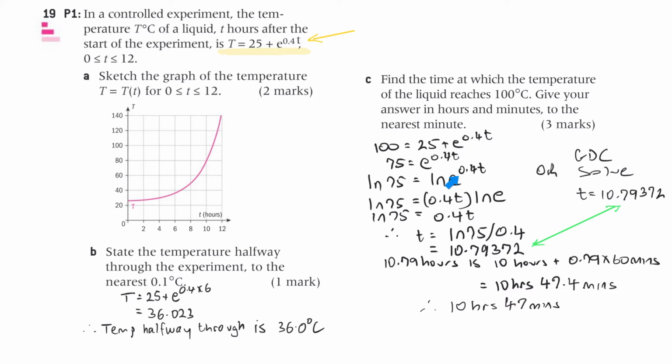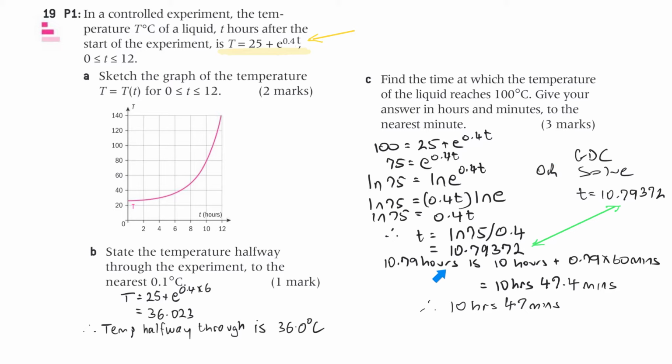Remember, you can bring down that exponent to the front. Log e of e is 1. So you've got log of 75 equals 0.4 t, t equals log of 75 on 0.4, and we get 10.79372. If you use the GDC solve function, you also get the same number.